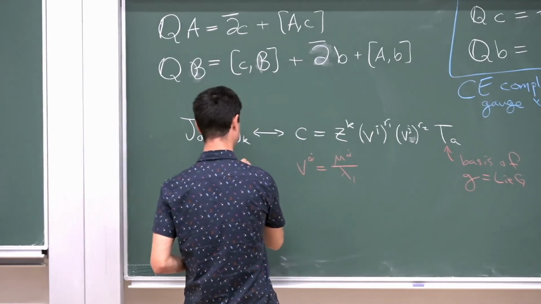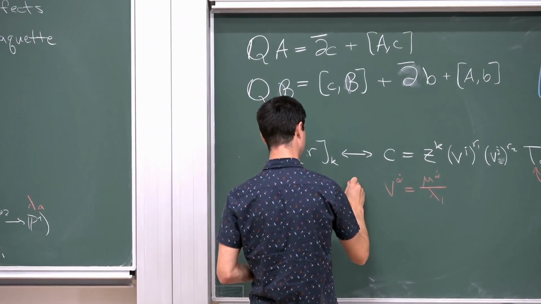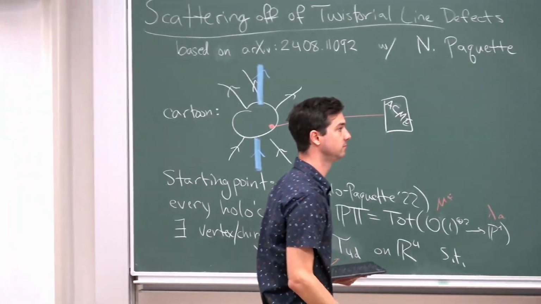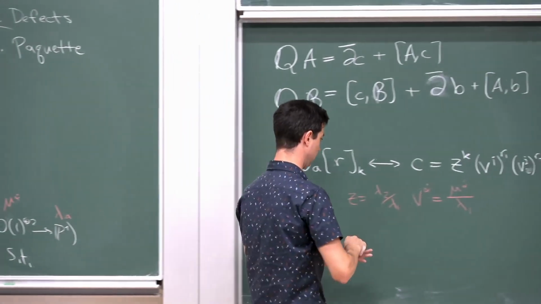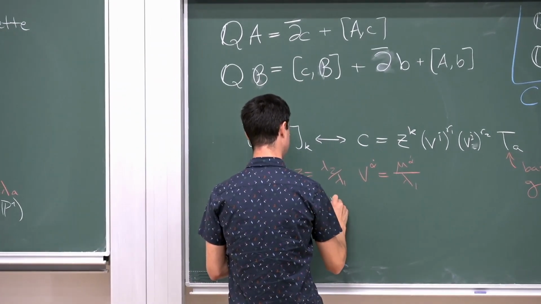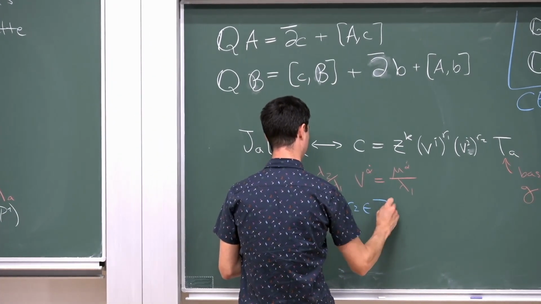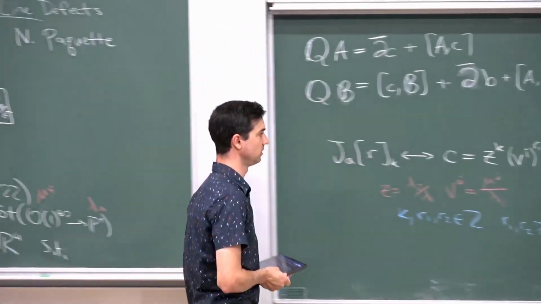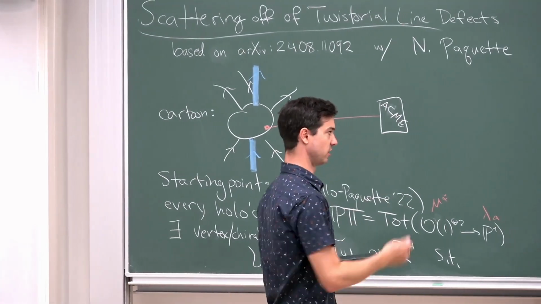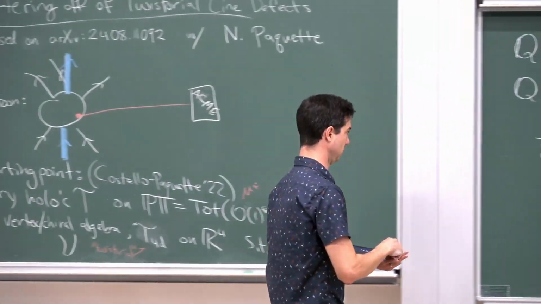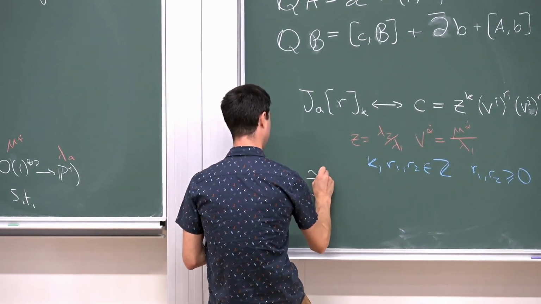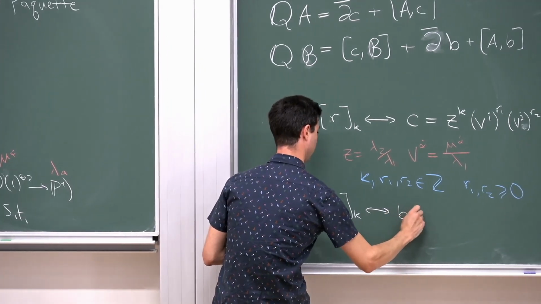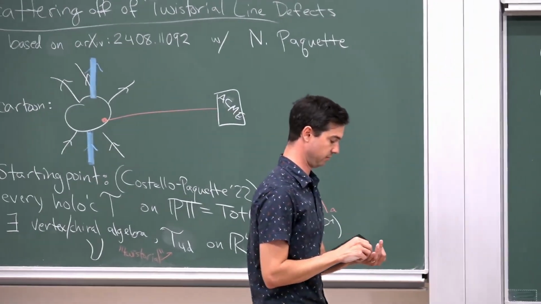And Z is the local affine coordinate on P1, given by the ratio of lambda 2 over lambda 1. And all of these parameters are integers, with R1 and R2 being non-negative. So this will be one family of generators. And then the second family, I'll call J tilde, where B is that same form.